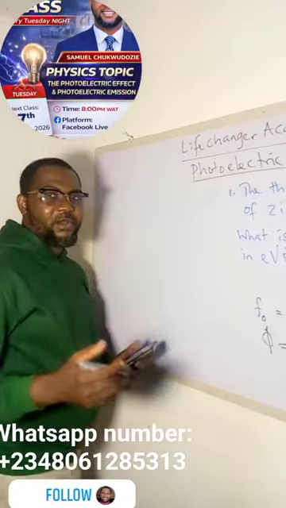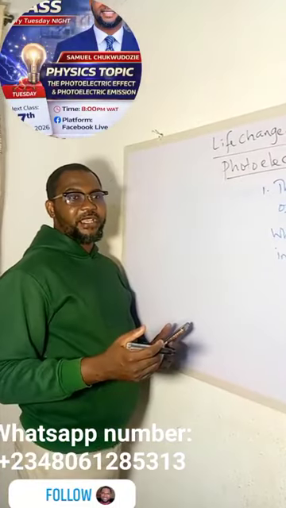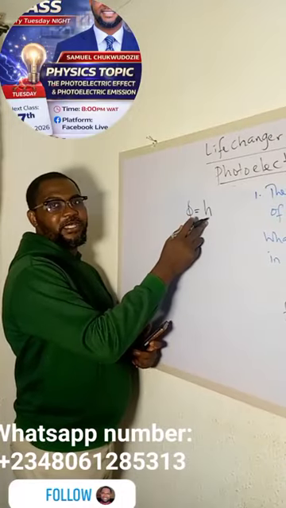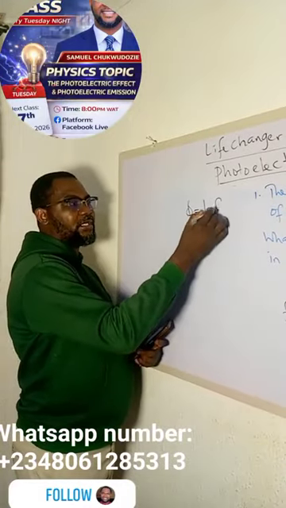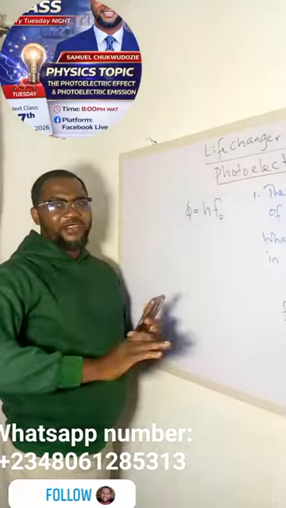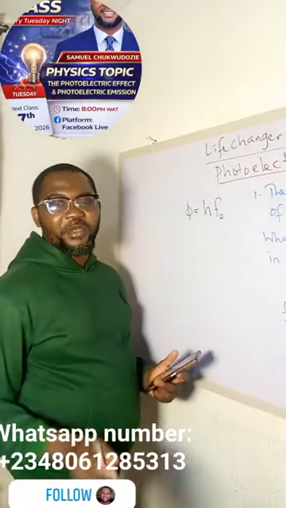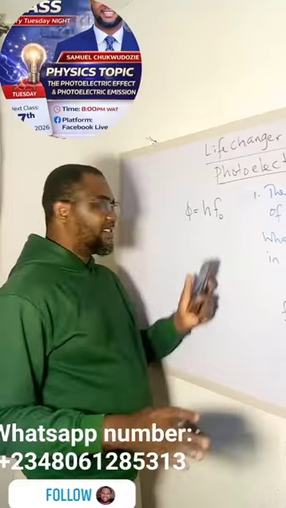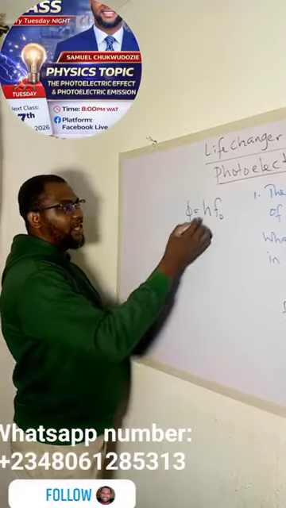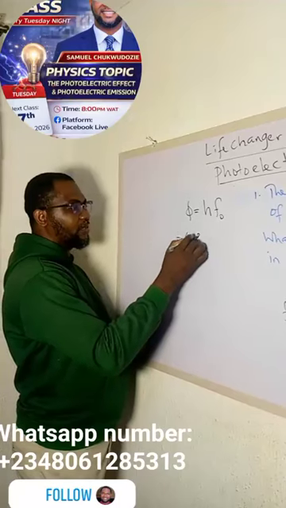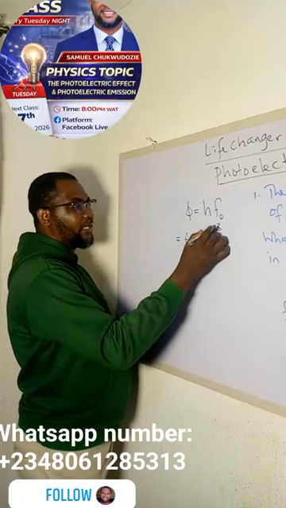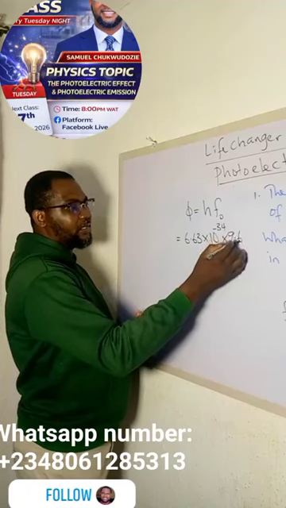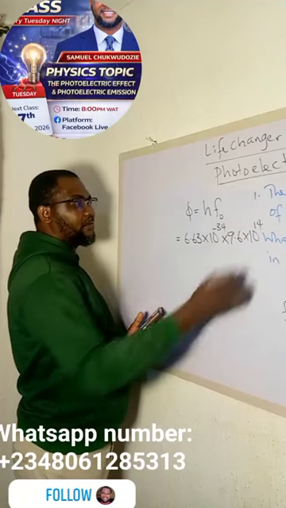Because if you remember the formulas I gave you earlier, the work function is simply equal to Planck's constant times the threshold frequency. A very straightforward question. Now, h here is 6.63 times 10 to the power minus 34. Then the threshold frequency is 9.6 times 10 raised to the power 14.